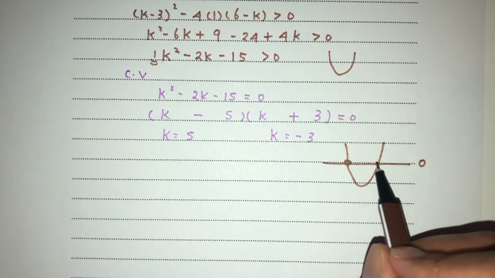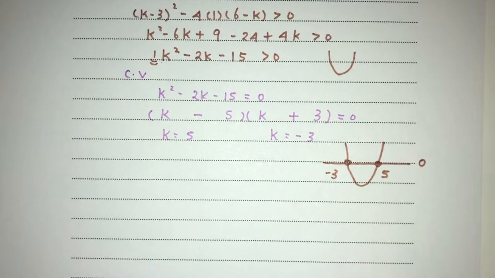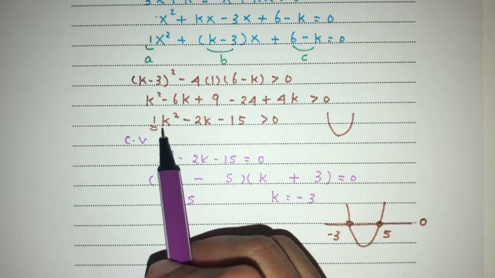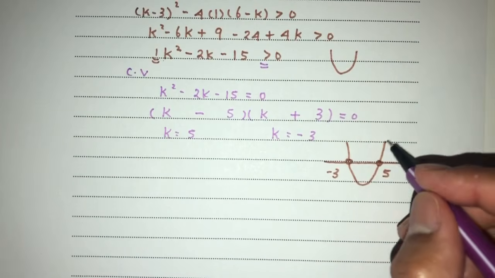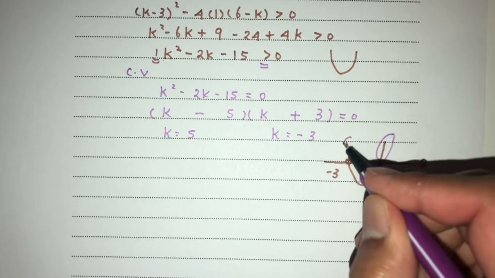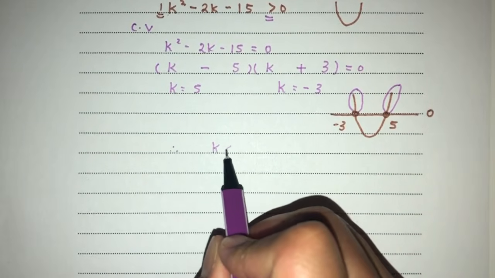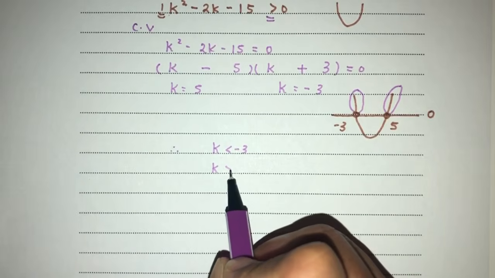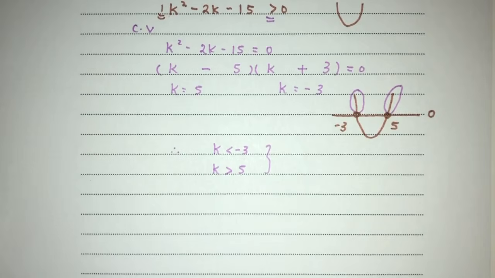These values are the critical values. This is the value of minus 3. This is the value of 5. Now, as you can see, we need the values of k to be more than 0. So above the 0, it should be this and this. From this, we conclude that k has to be less than minus 3 and k has to be more than 5. This will be your answer for question number 4.